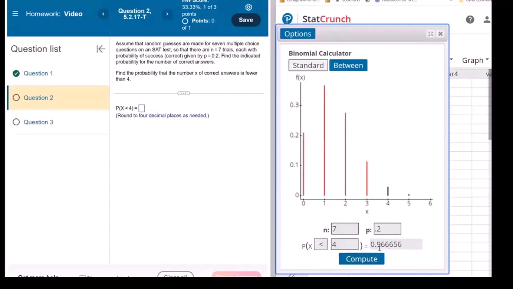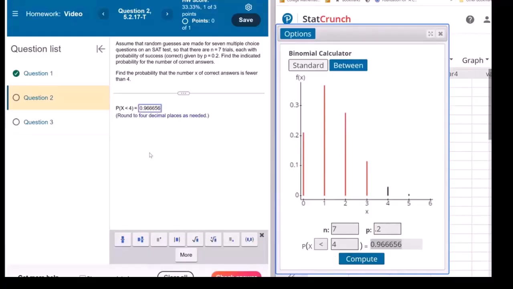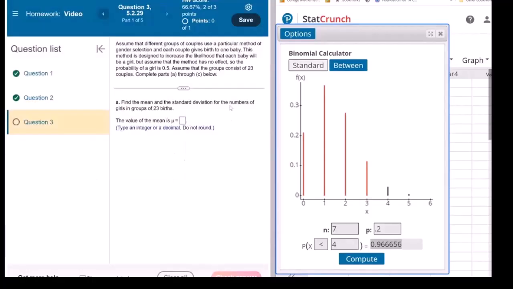Hit compute, and there we have our answer, to 4 decimal places. This last 6 goes to 7. This is the one that I wanted to do because it's manual.